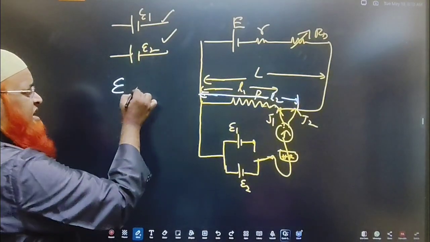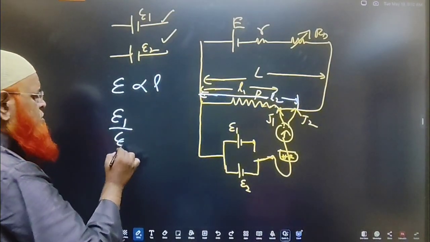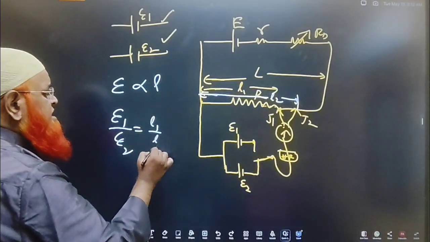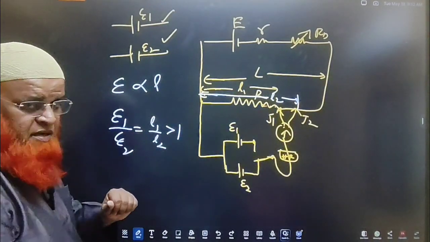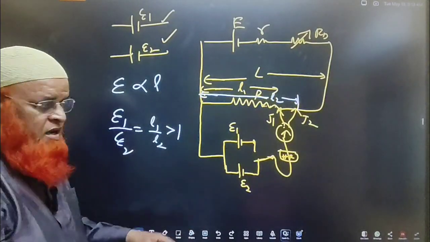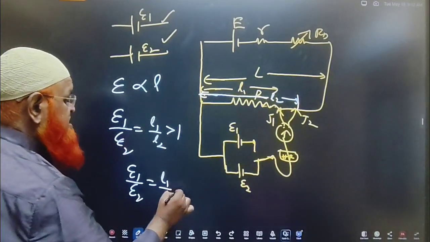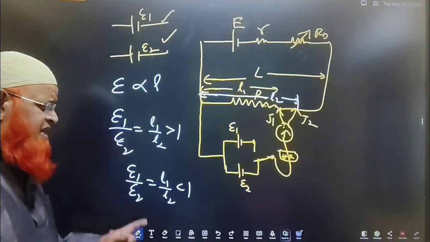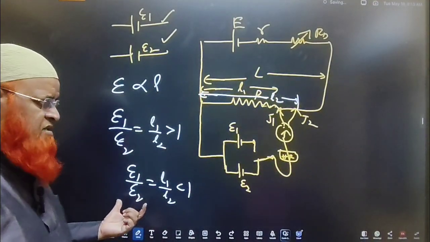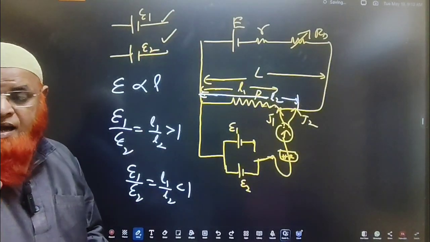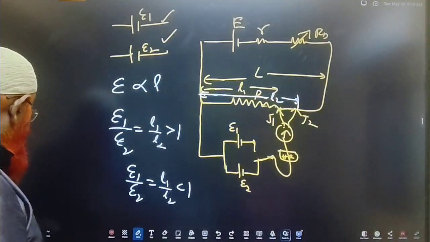I told you that E is directly proportional to L. So we can write E1 by E2 is equal to L1 by L2. If this is greater than 1, it means the upper one is larger and the lower one is smaller. If E1 by E2 is equal to L1 by L2, which is less than 1, what does it mean? It is less than 1 means the denominator is larger, means E2 is larger. So this is the method to compare the EMF of the two cells. This is the concept of the potentiometer.